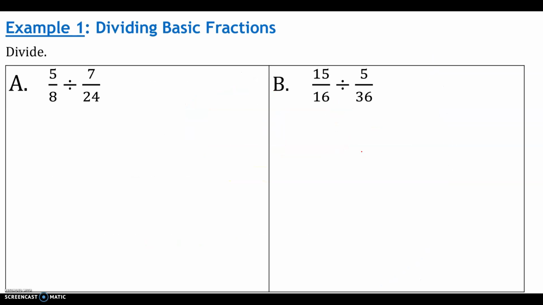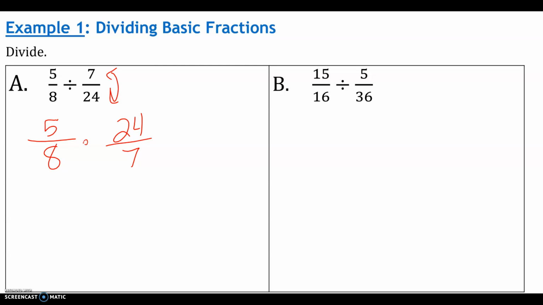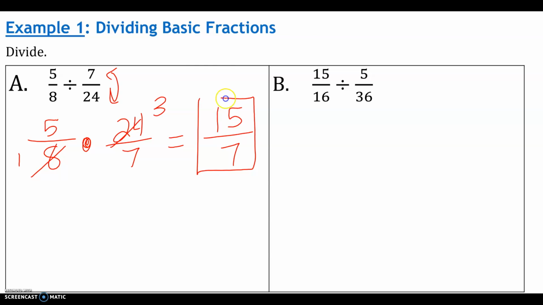So let's do some basic ones that you should already know how to do. So we have 5/8. We're going to flip. So it's 24/7. We change to a multiplication sign, and then we see if we can cross divide. So if you cross divide those, you can divide each of them by 8, and you get 1 and 3. Multiply across, and you get 15/7. Let's look at letter B.